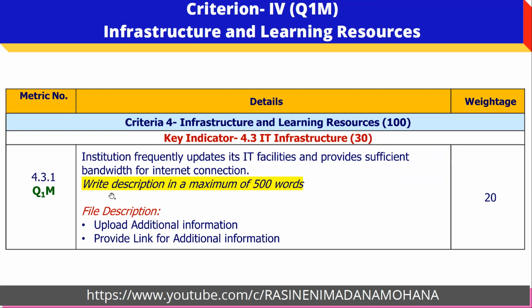Here you have to provide the write-up related to what IT facilities are available, what updations have taken place, and what the internet connection speed and provider details are. All details you can provide as a write-up of 500 words.